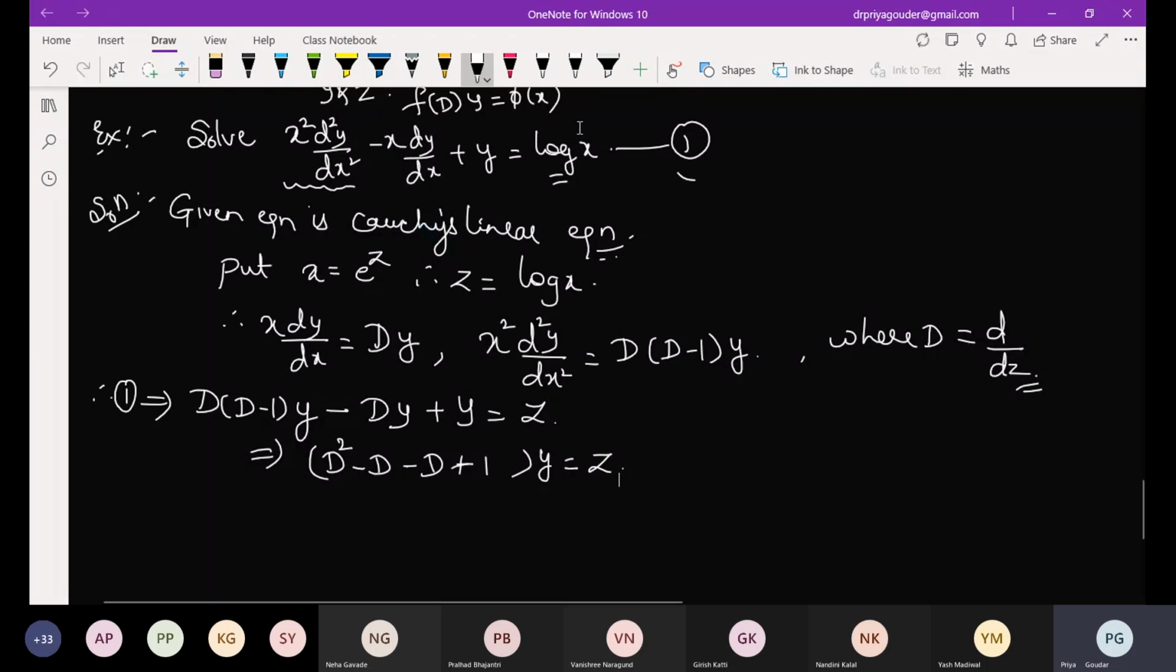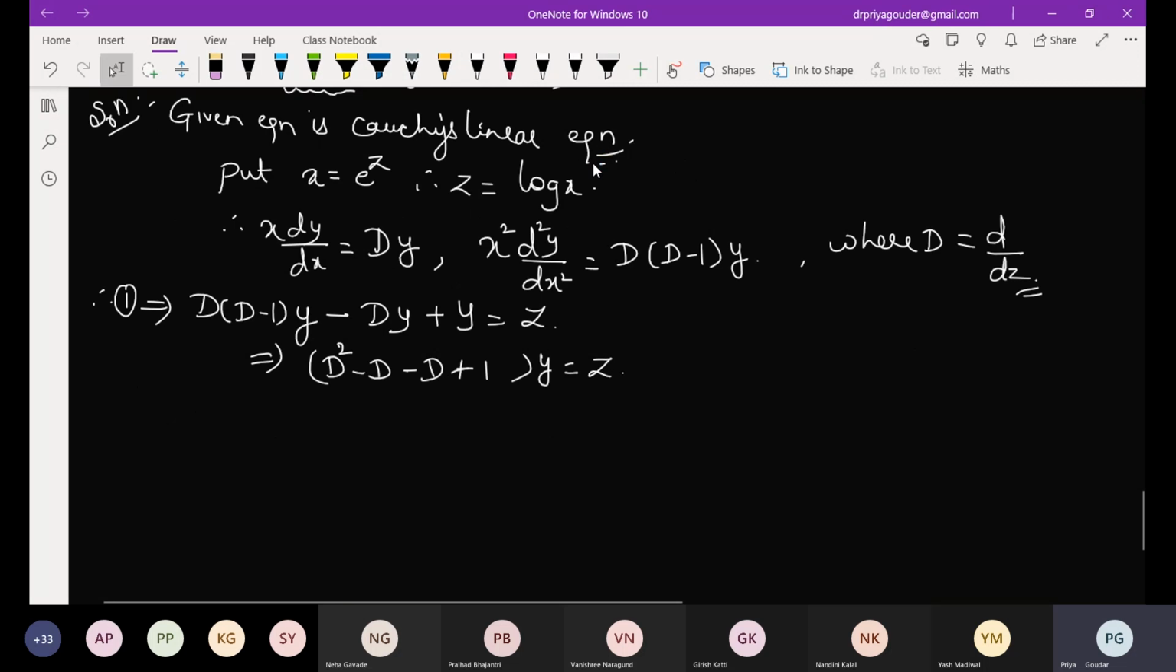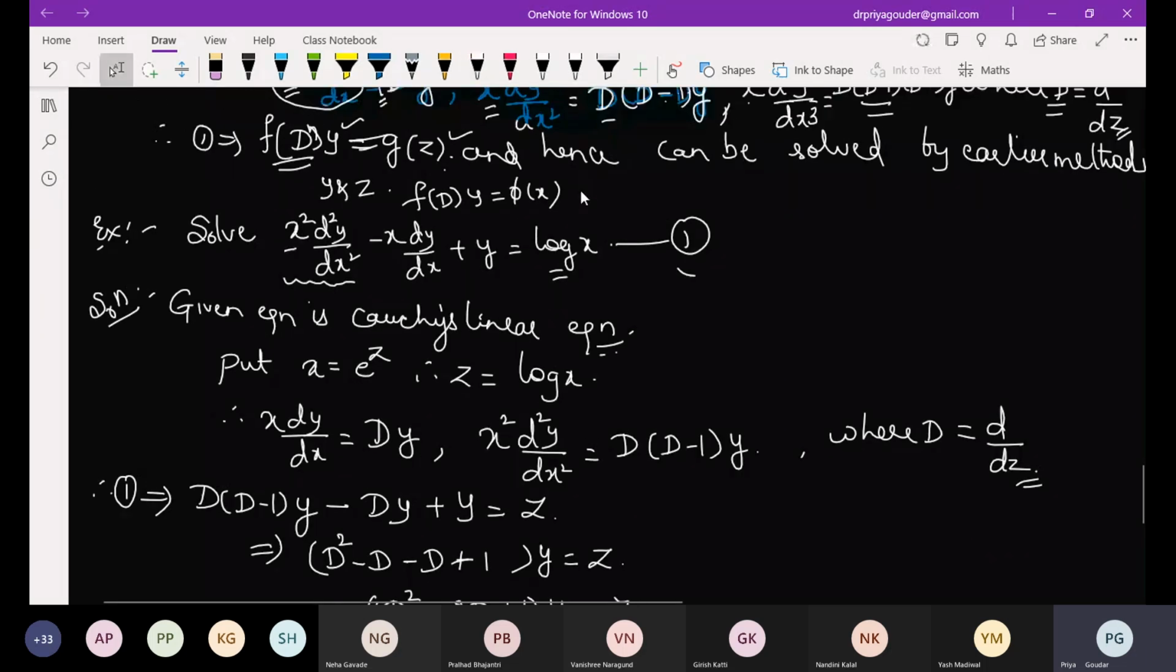Someone is following my tone. You understand maths; that is the important part I want. Okay, so this is now d square. What is minus d minus d? Minus 2d. So d square minus 2d plus 1 into y equal to z. Is it not similar to what we used to solve? We have to use the earlier method. See the coefficients now: the coefficient of d square is 1, the coefficient of d is minus 2, and the constant is 1. All are constant, but in the given problem it was variable.